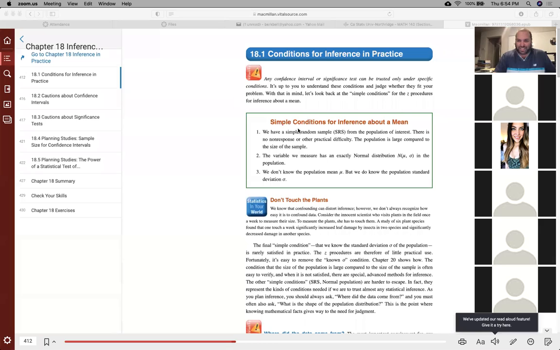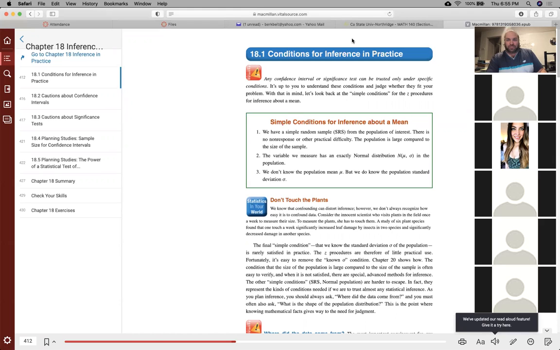So here we have a lovely page, which has already been loaded. It's been there for a long time because I was preparing. And it's about conditions for inference and when you're allowed to use inference. It'll be a little shorter. This one will upload a little faster.